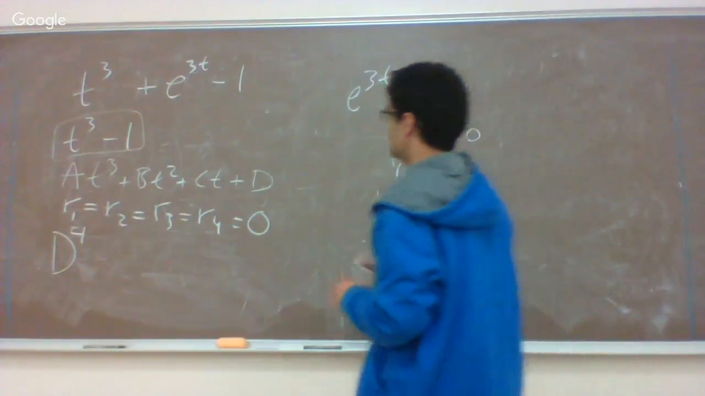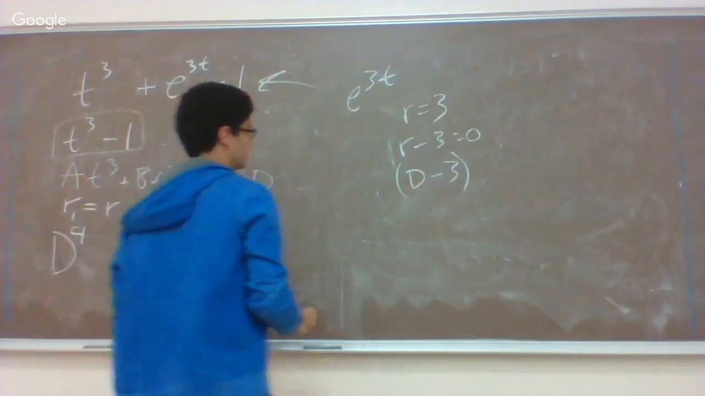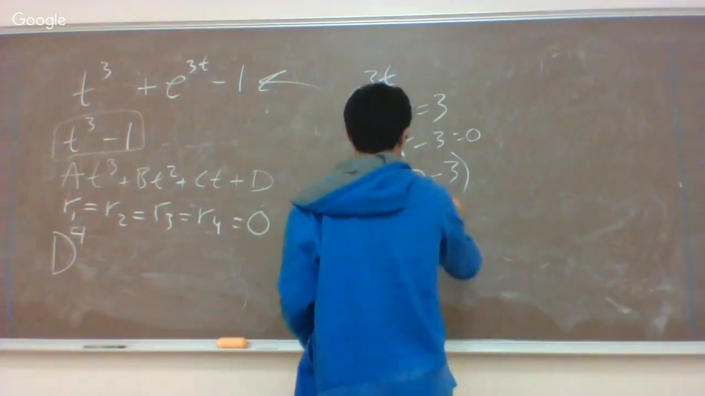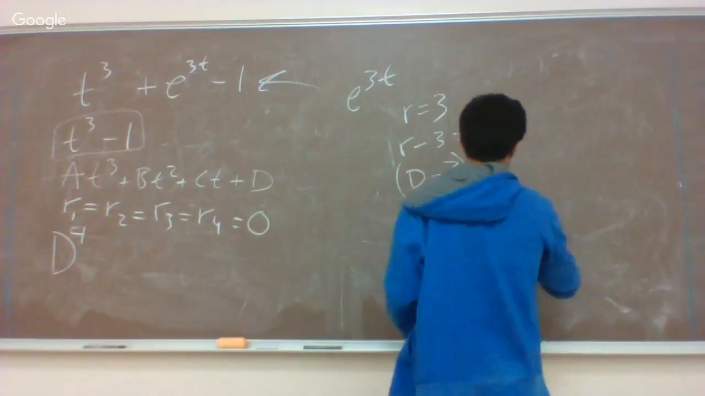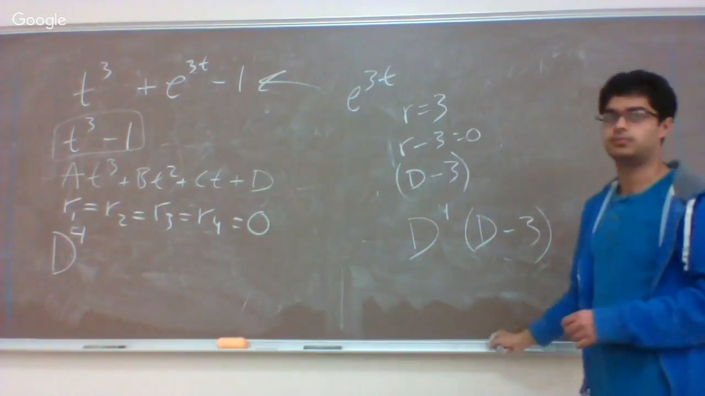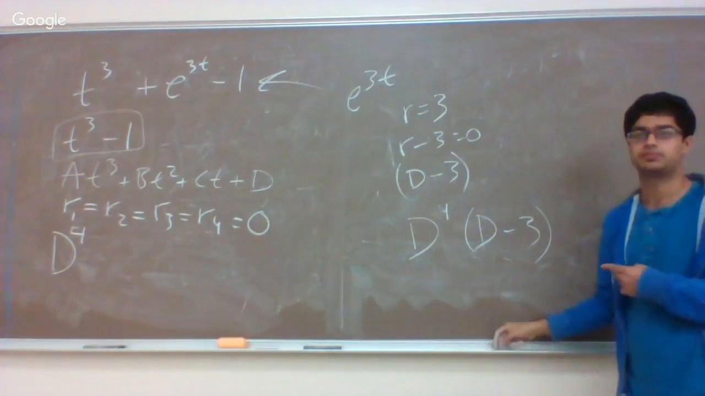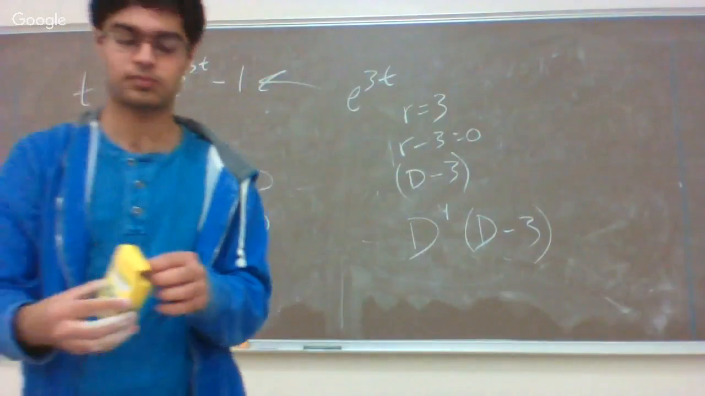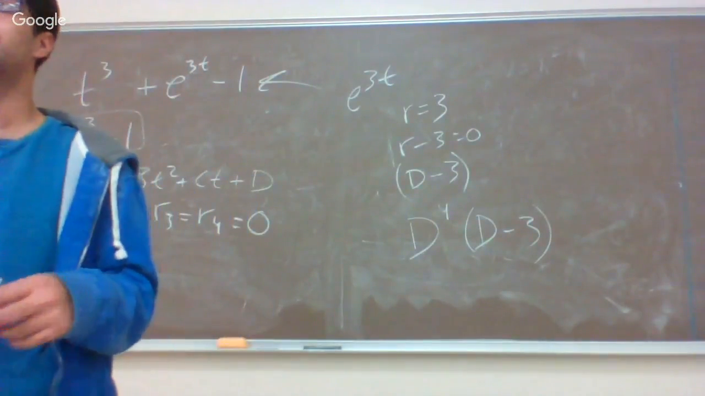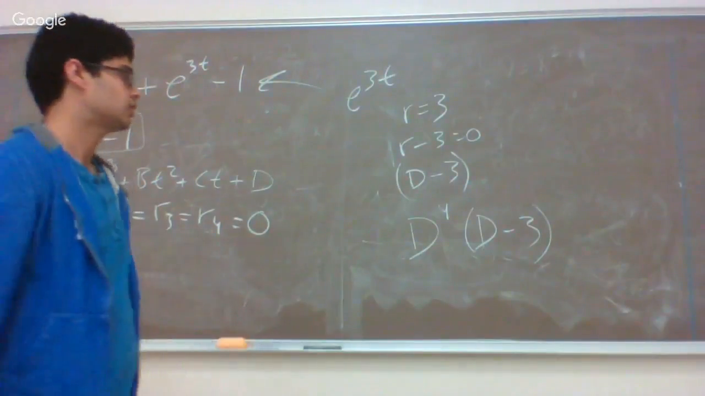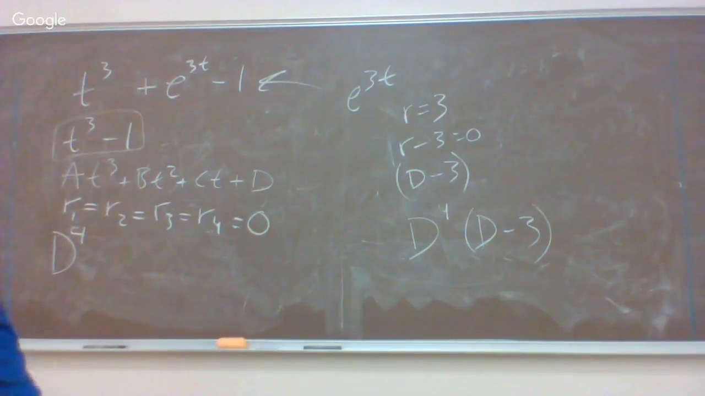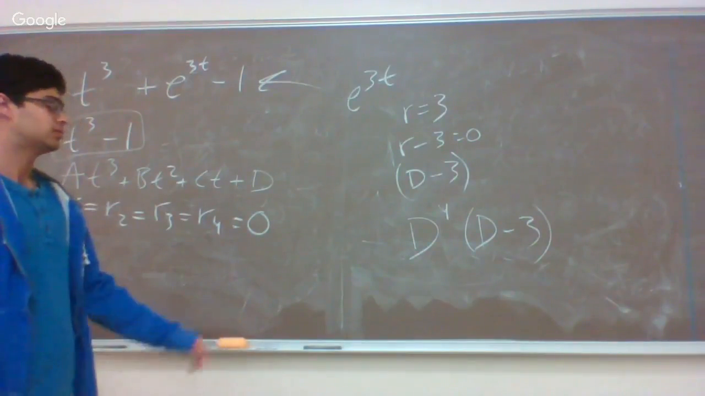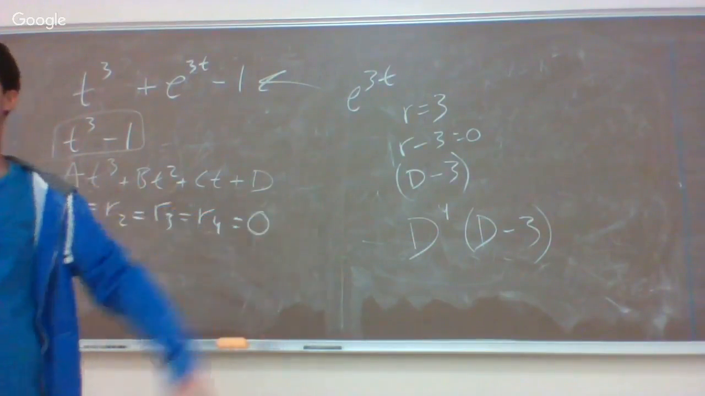So to annihilate my entire solution will be d to the 4th times d minus 3. I mean, they went through the proof before, but it guarantees it when you multiply it too.